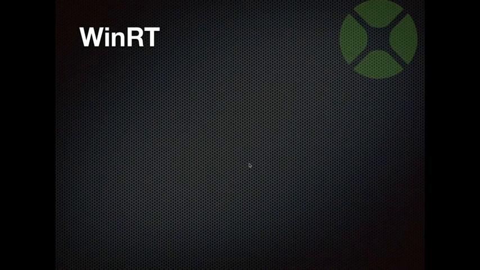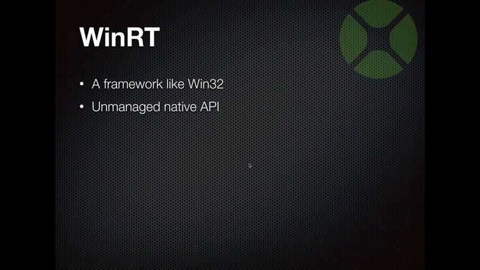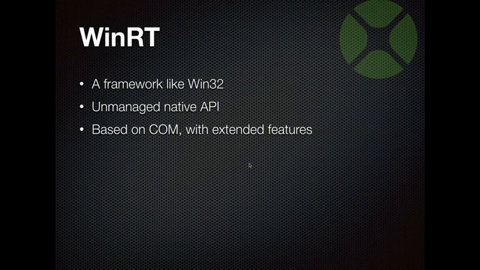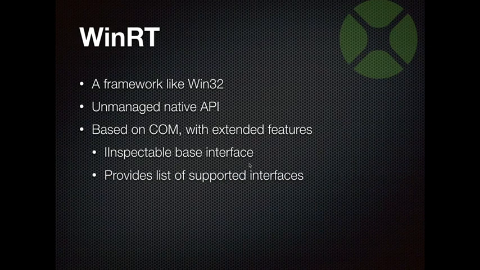And then there's the Windows Runtime, which is a framework much like Win32, except object-based. It's unmanaged, so you can access it in Win32 without any issues. And it's based on COM with some extended features. If you know COM, all the objects are based on IUnknown. With WinRT, they've added the Inspectable interface, which is their base interface, and it provides additional features that IUnknown does not.